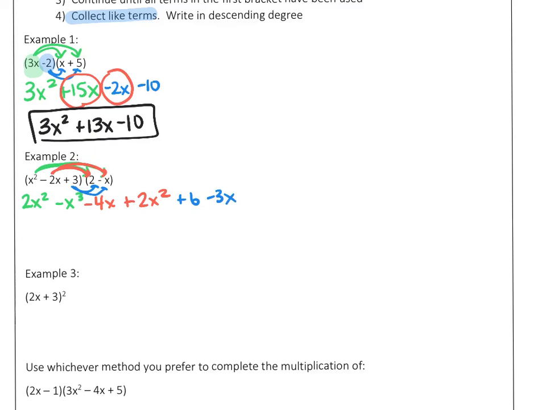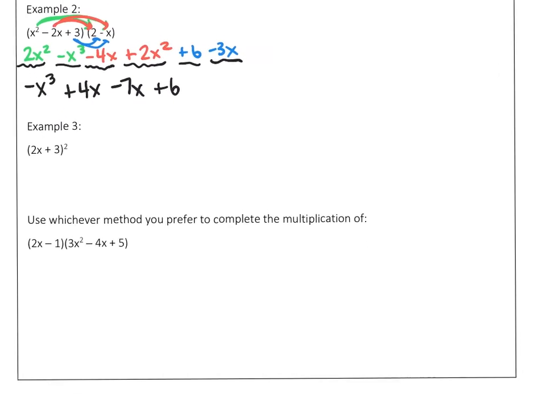Okay, now we need to collect all of our like terms and write them in descending order. So I start with my negative x cubed. Then I will do my x squared. So I've got positive 2x squared here. Another 2x squared there is positive 4x squared. Then I look at my x's. Negative 4x, negative 3x is negative 7x plus 6.